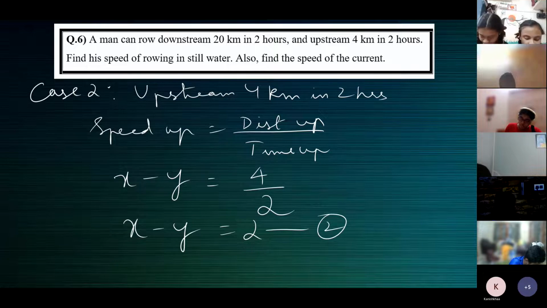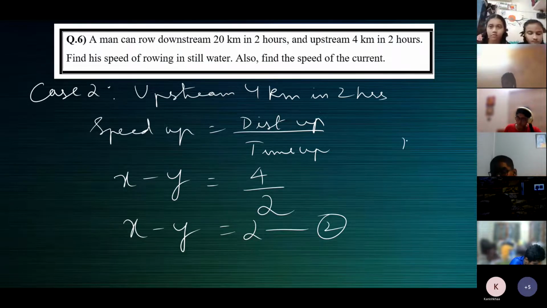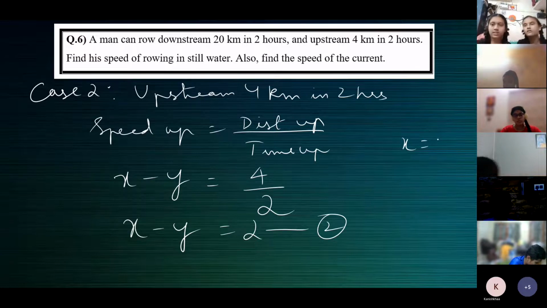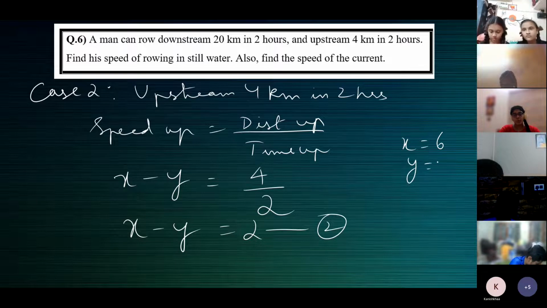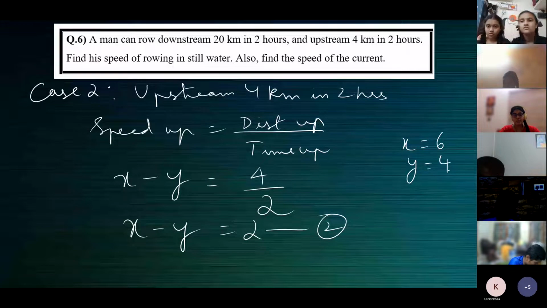X is equal to 6, y is equal to 4. Louder, children. X is equal to 6, ma'am, and y is equal to 4, ma'am. Okay.